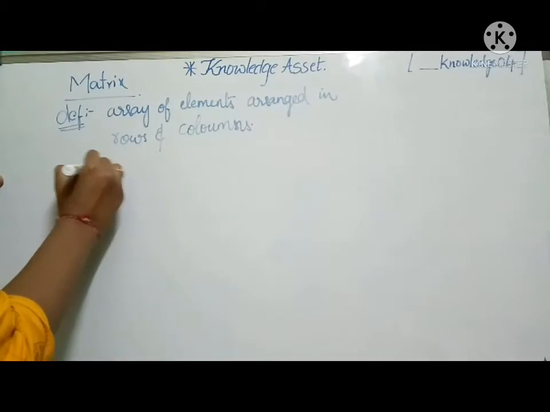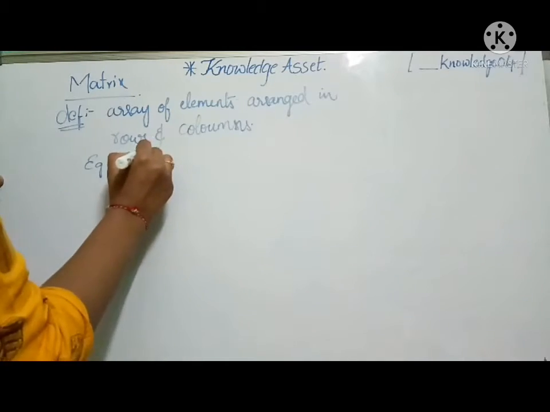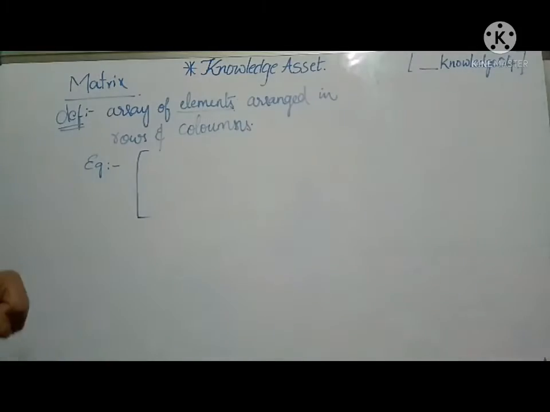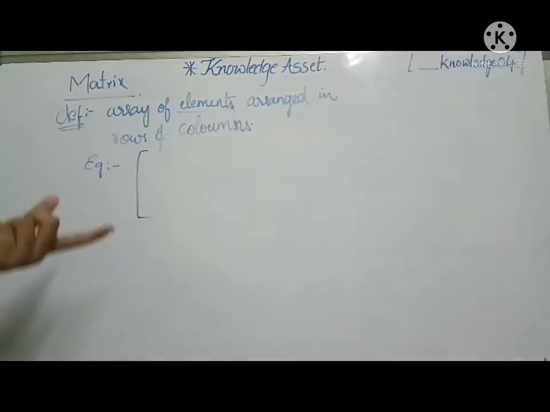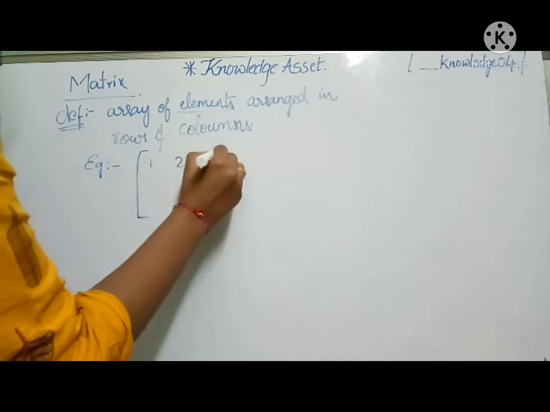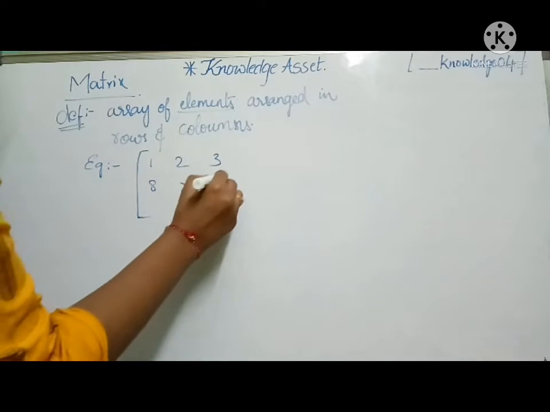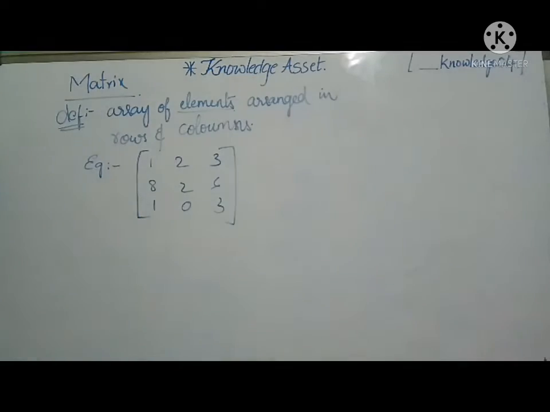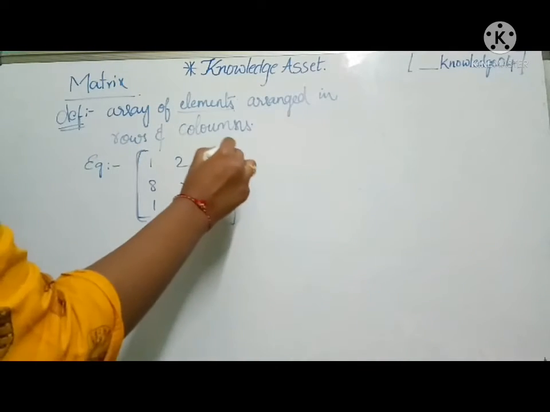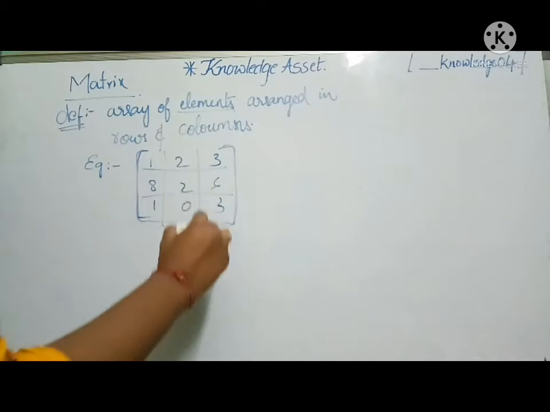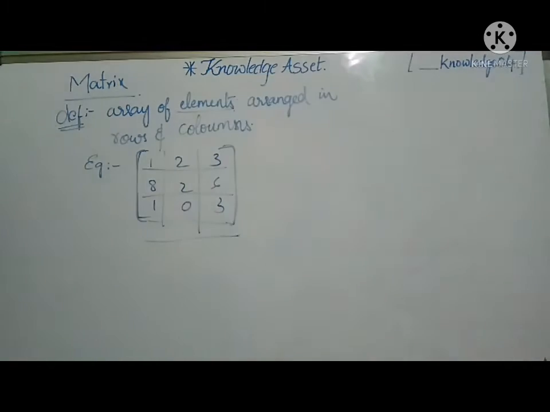Matrix, for example, an array of elements. These elements might be real numbers or some suitable entries. So for example 1 2 3, 8 2 6, 0 3, like this. An array of elements arranged in rows and columns is known as a matrix.